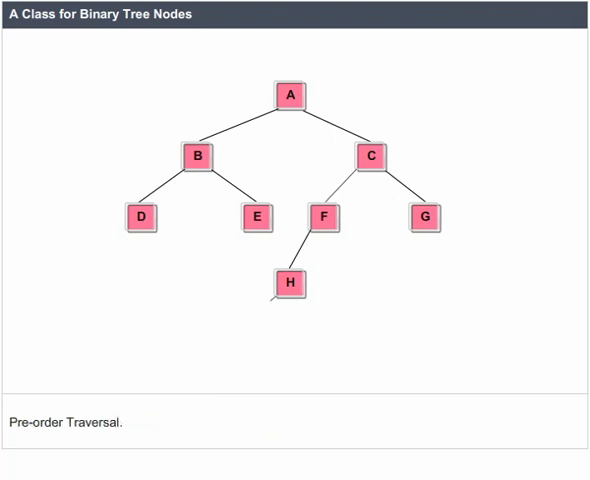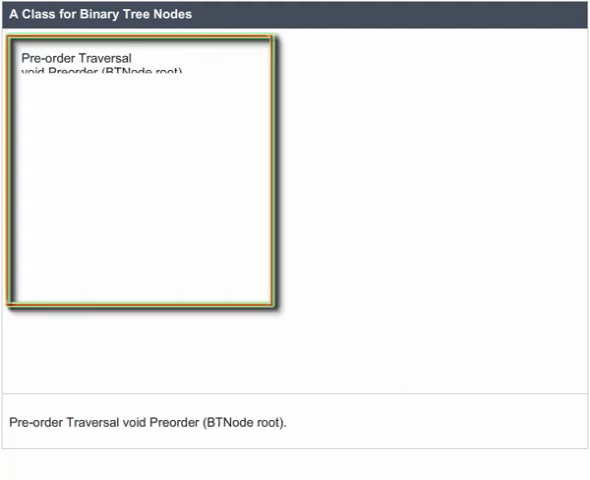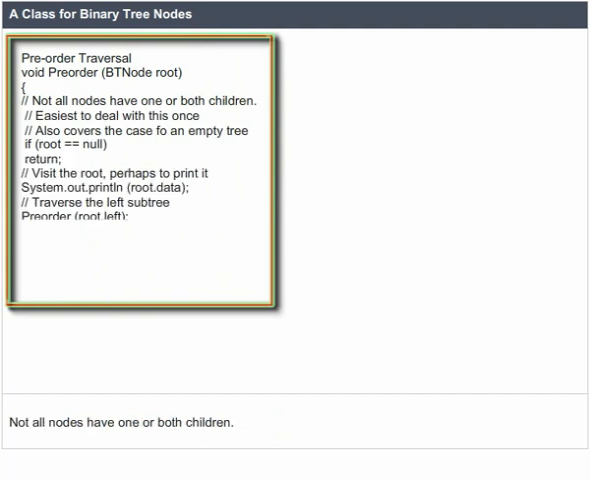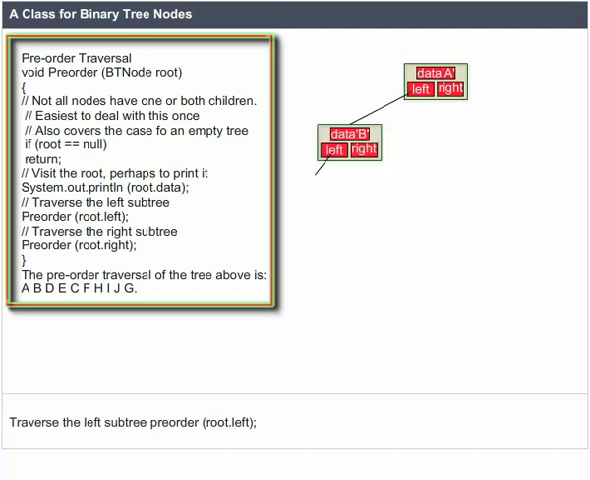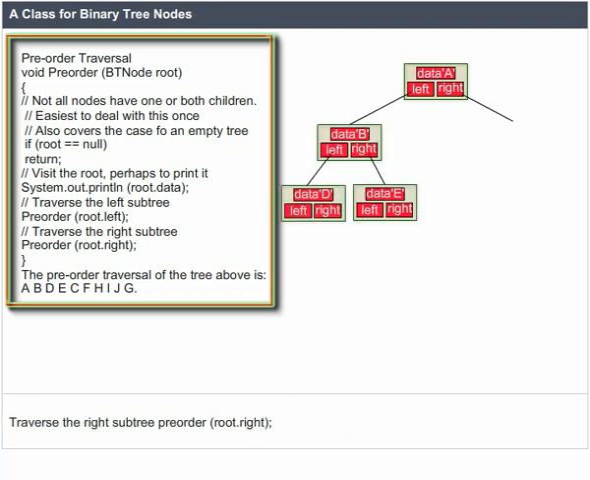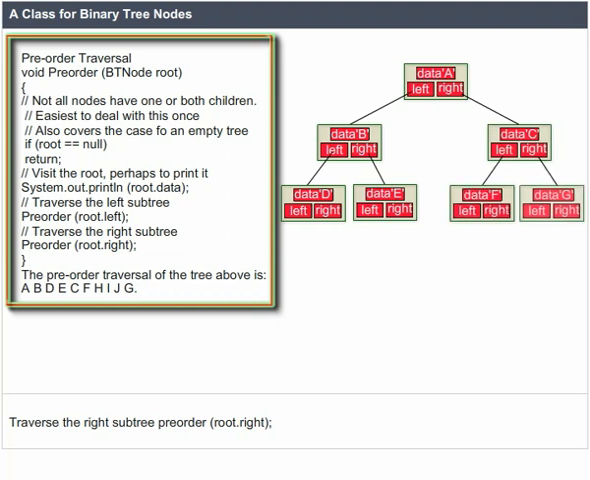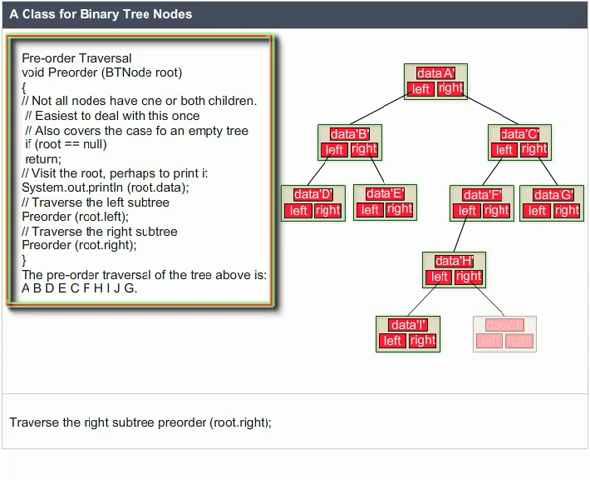Pre-order traversal, in-order traversal, post-order traversal. Pre-order traversal: void preorder(BTNode root). Not all nodes have one or both children. Easiest to deal with this one; it also covers the case for an empty tree. Visit the root, perhaps to print it: System.out.println(root.data). Traverse the left subtree preorder(root.left). Traverse the right subtree preorder(root.right). The preorder traversal of the tree above is A, B, D, E, C, F, H, I, J, G.